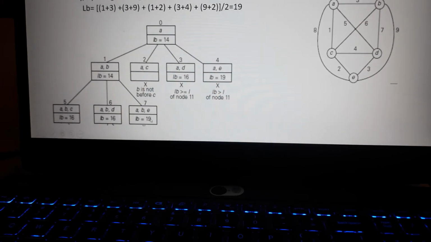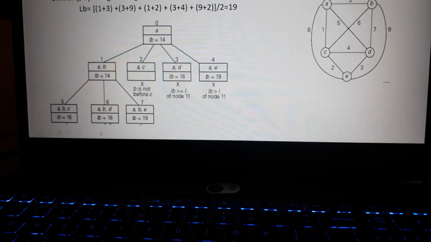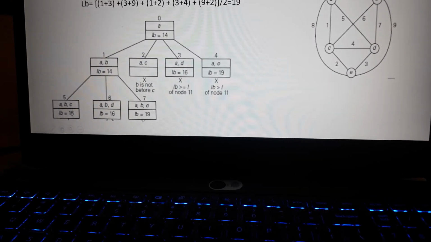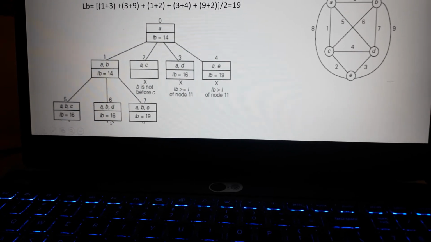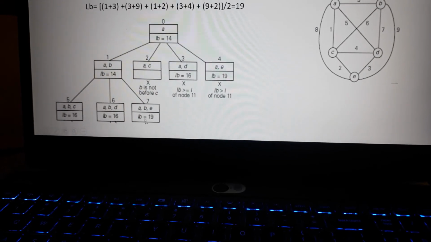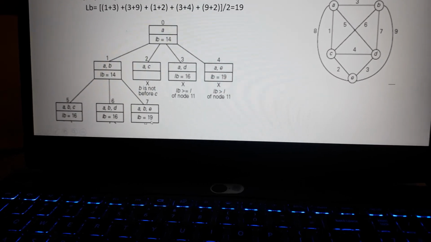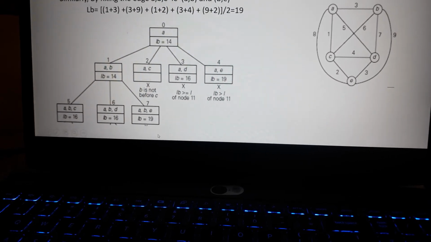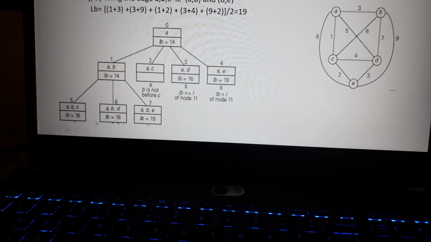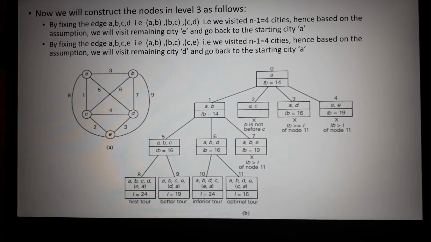Now to extend the tree into the next level, we will compare the lower bounds of all the three constructed nodes. The lower bound at node 5 is 16, the lower bound at node 6 is 16, which are smaller than the lower bound at node 7. So we will not consider node 7 for extending to the next level. So we will construct the next level nodes only from 5 and 6.